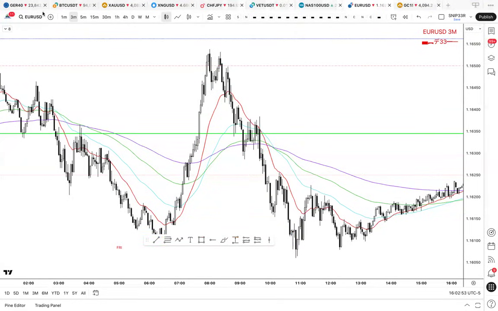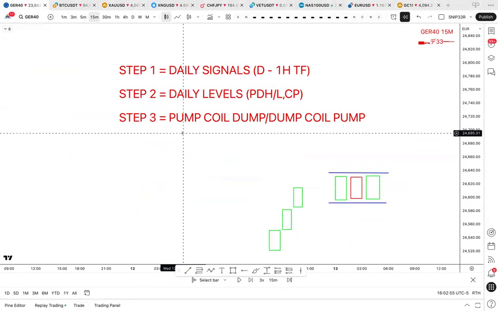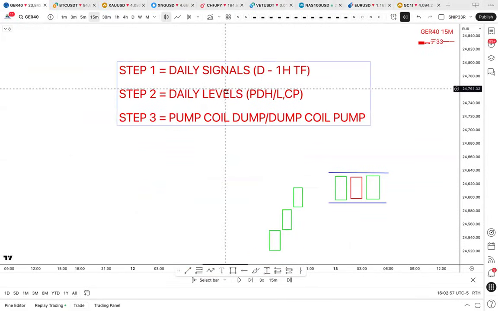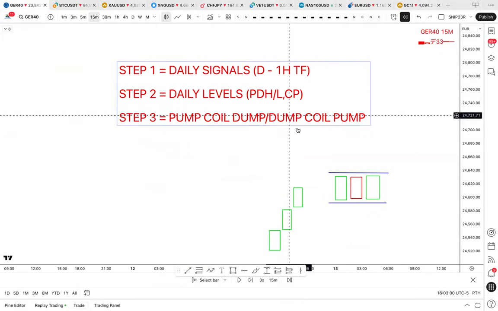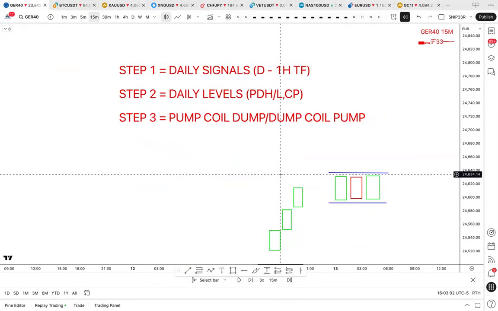But quick debrief: signal day, levels, pump coil dump, or dump coil pump. You don't need any colors on your chart to identify that. You don't need any levels. You really don't even need levels on your chart to identify that. You don't need any gaps, sweeps, hunts, blocks, infinity fair value gap, consequent encroachment, premium discount levels, etc.